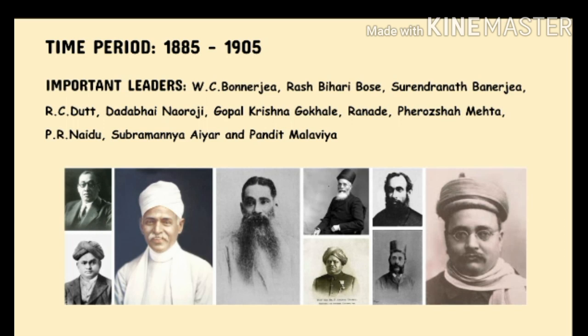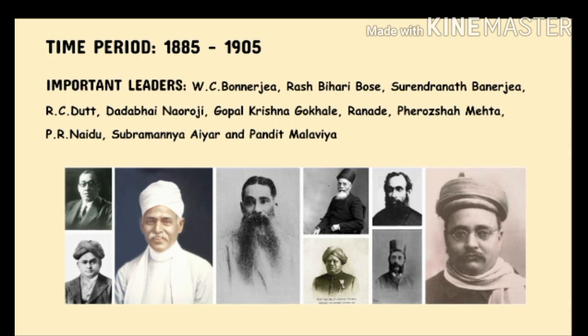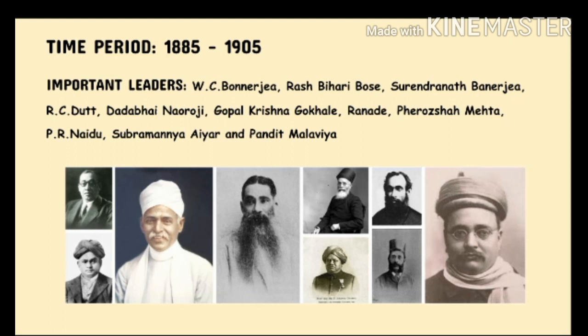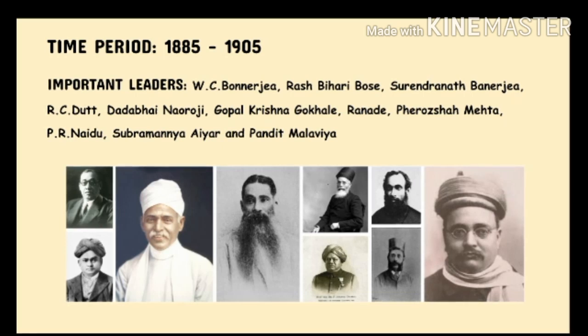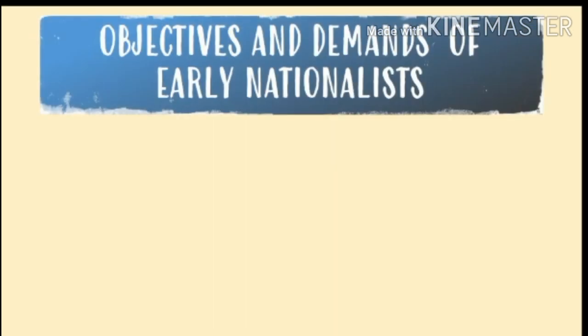The time period of the early nationalists, 1885 to 1905. Important leaders of early nationalism were W.C. Banerjee, Rash Bihari Bose, Surendranath Banerjee, R.C. Dutt, Dadabhai Naoroji, Gopalakrishna Gokhale, Justice Ranade, Subramaniam Iyer, Anand Charlu, Pandit Malviya, and so on. Now let's study about the objectives and demands of early nationalists.